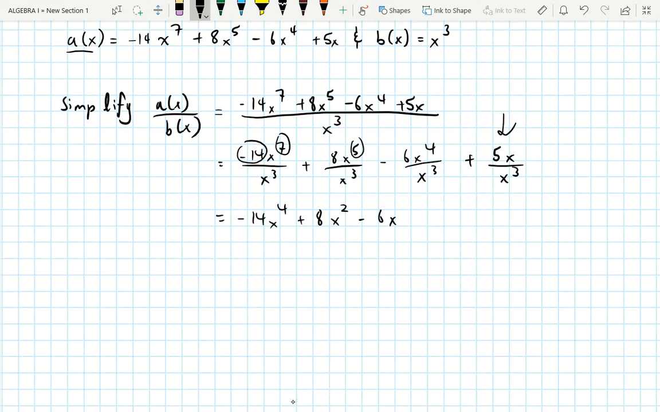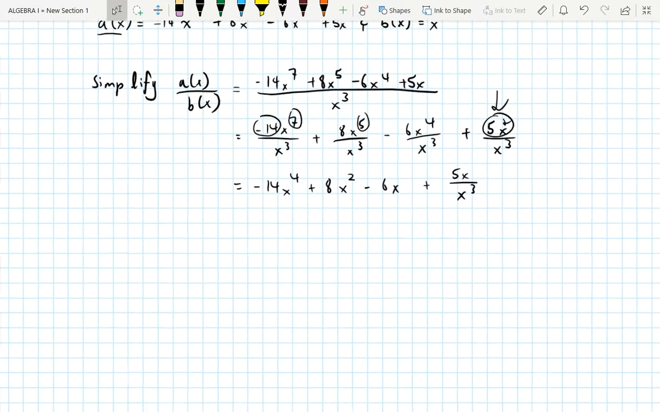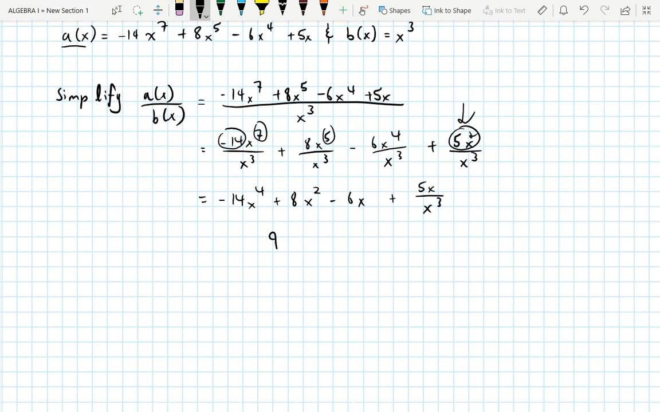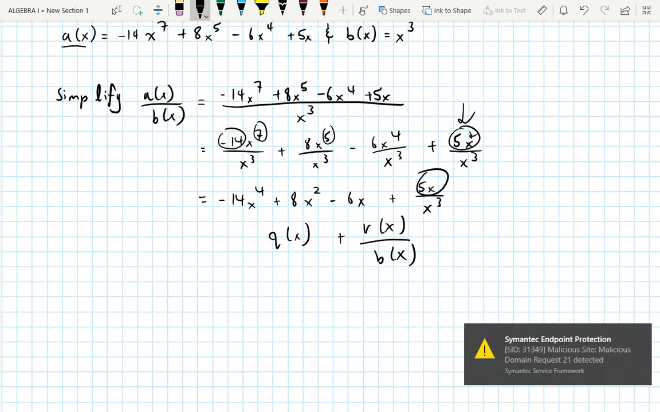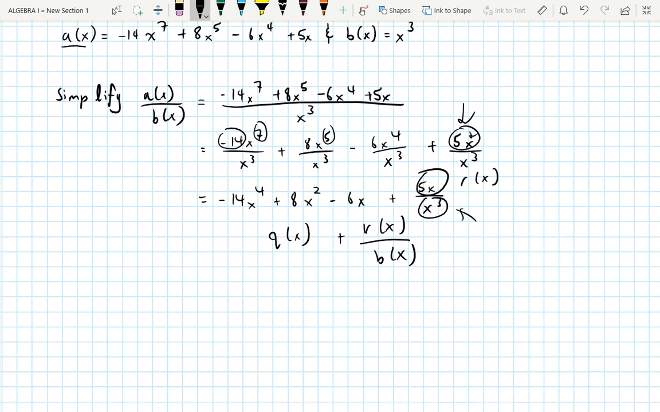Since 5x, this number isn't larger, in this case, we're going to call that the remainder. You can simplify it further than that, but for this case, what I wanted to do was show you what q of x plus r of x over b of x form looks like. So my remainder here is 5x, so that's my r of x. B of x goes on the bottom of the remainder. And the quotient is the thing I get back from dividing all this out.